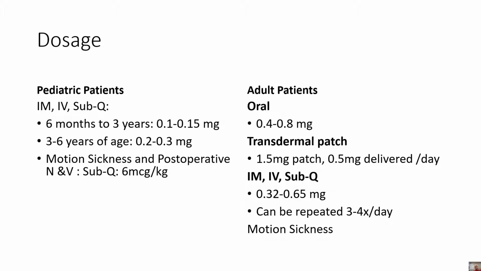Dosage for scopolamine is going to depend on the age of the patient. Pediatric patients are most often using scopolamine for motion sickness and post-op nausea and vomiting. Their sub-Q dosage is going to be 6 milligrams per kilogram.